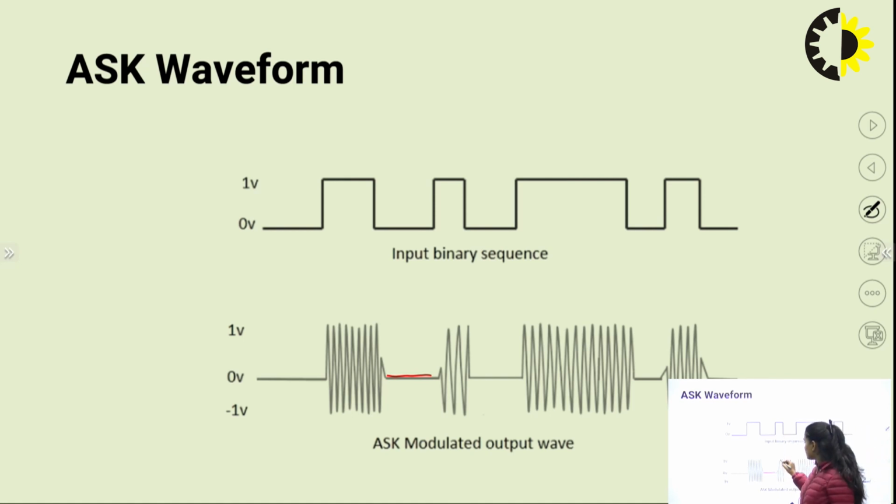When bit 1 appears, it will have the amplitude. When bit 0, no amplitude. Bit 1, yes. Bit 0, no. So this is how I can represent my amplitude shift keying wave, right? So this is the output of my amplitude shift keying.